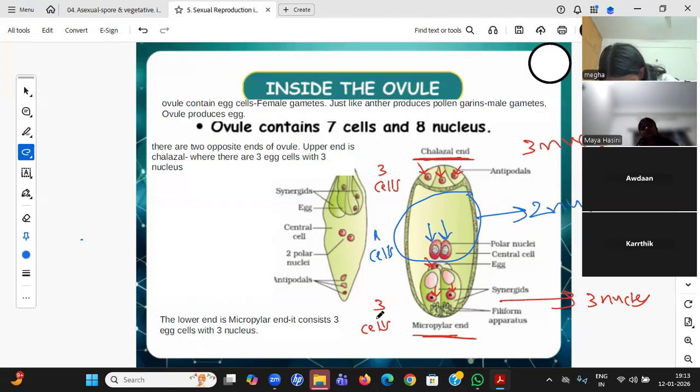So again, how many cells? 3, 4, 5, 6, 7 cells. How many nucleus? 3, 6, 7, 8 nucleus.